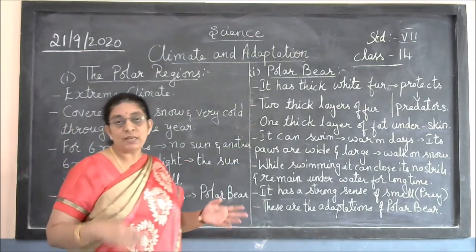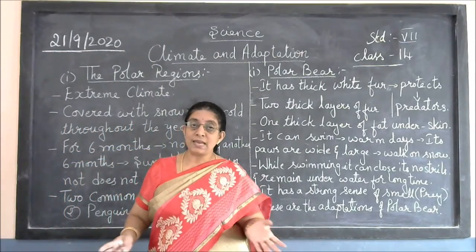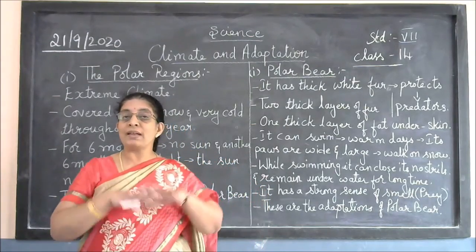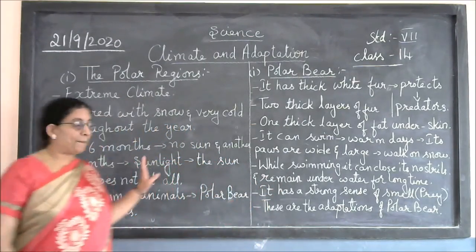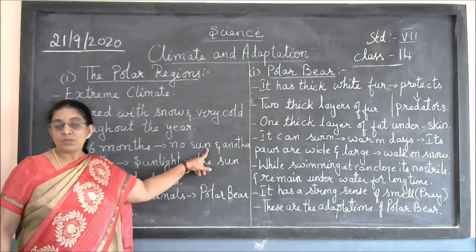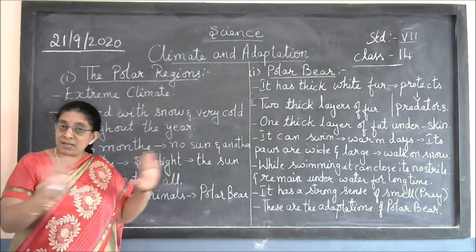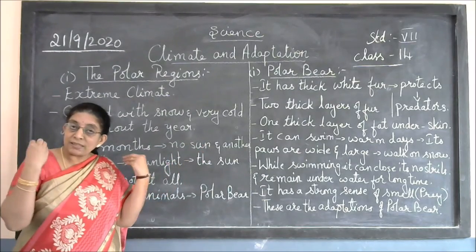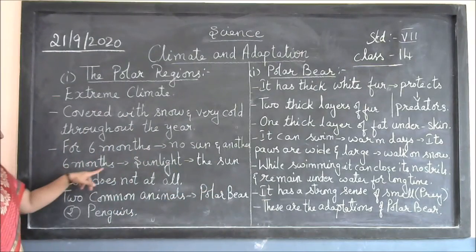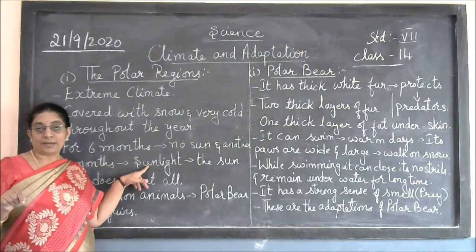Most parts of the day or most days of the year, people can see only the snow and the ice covered over the place. For 6 months, no sun. For 6 months, the sun never rises over there, nor are the people able to see the sun. And for another 6 months, sunlight is there.